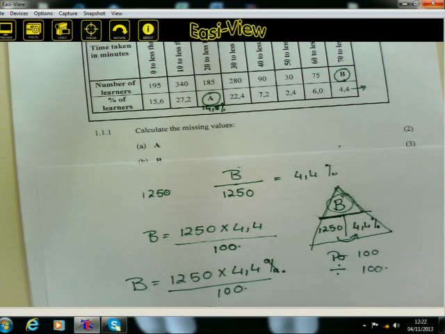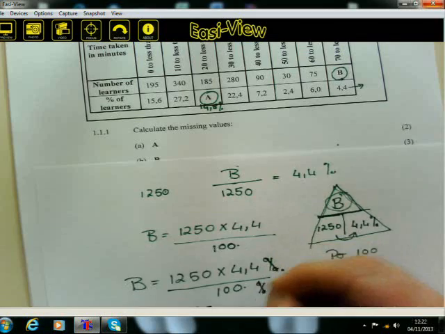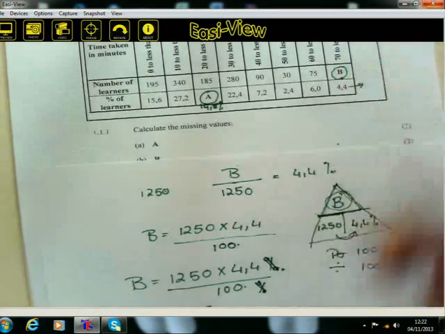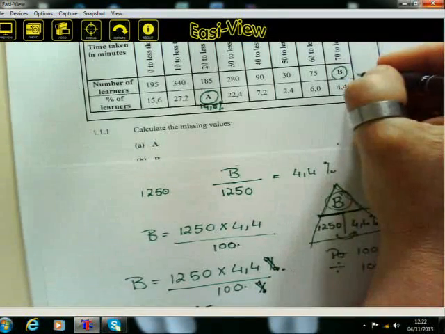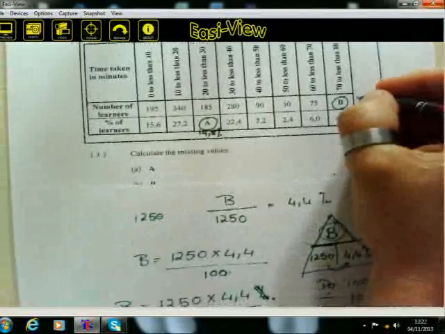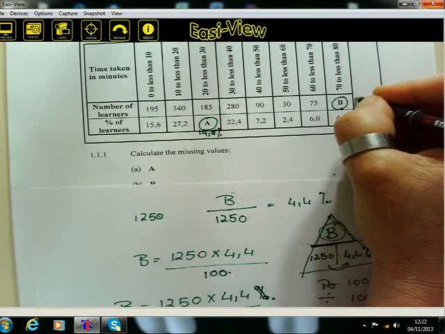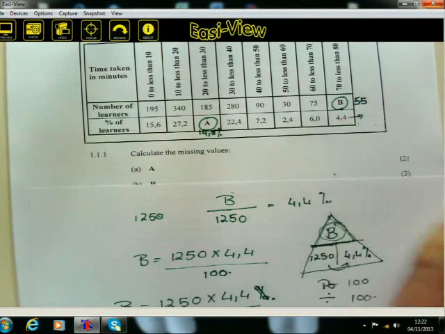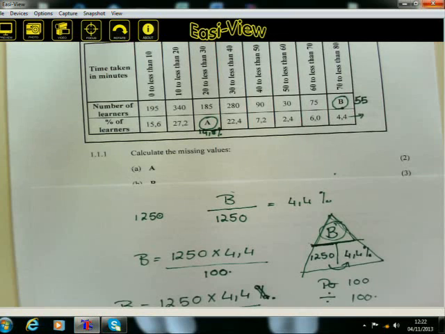55. Remember, the 100% is the full amount of percent, so the percentage sign is now gone, and B is just a number, the number of learners that I have at the end of the day. So I'm going to write there 55, just to make sure that I remember that that is the value of B. Okay.